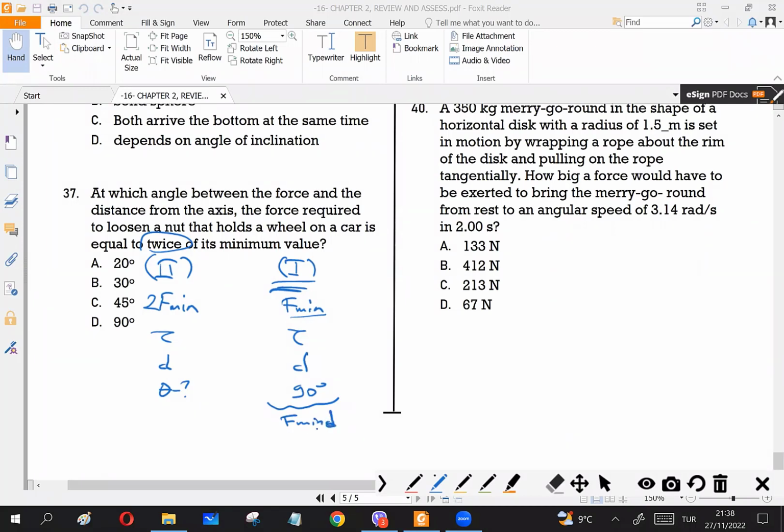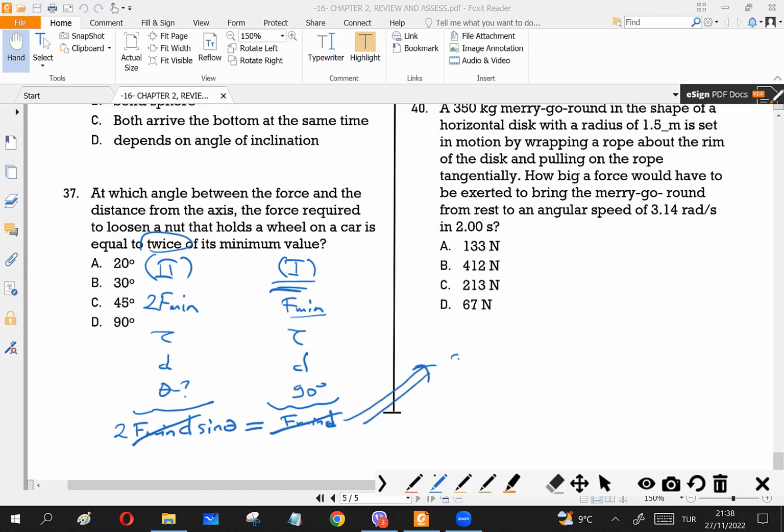D. F minimum times T. But for this case, 2 times F minimum, because the force to rotate the nut is twice the minimum value, times T, and also there is an angle theta, sine theta. These two torques must be equal, which tells you that this F minimum times T and this F minimum times T will simplify. Then you will continue with mathematics.